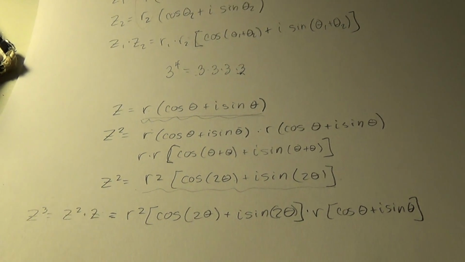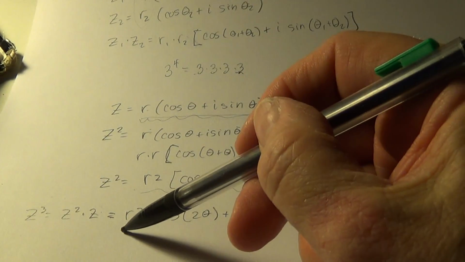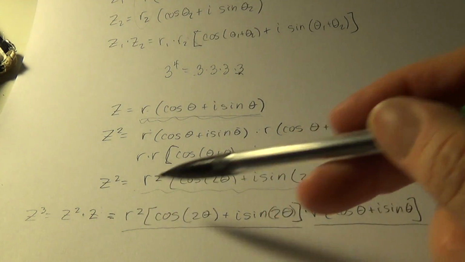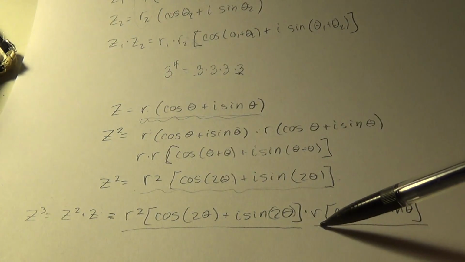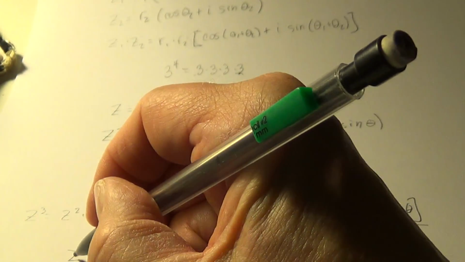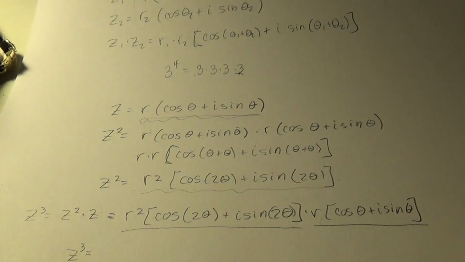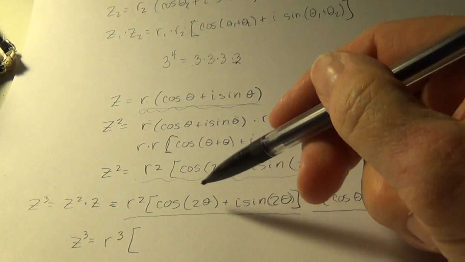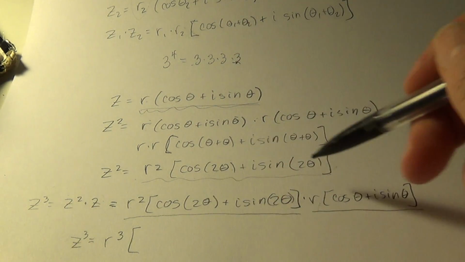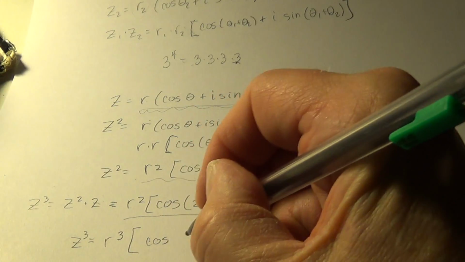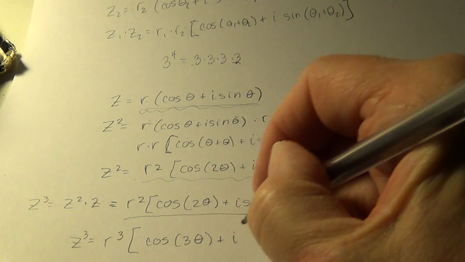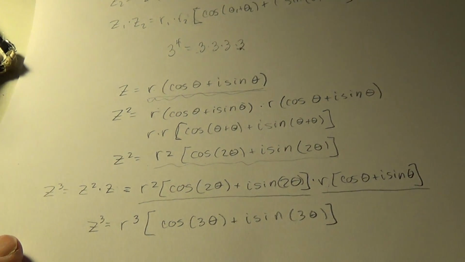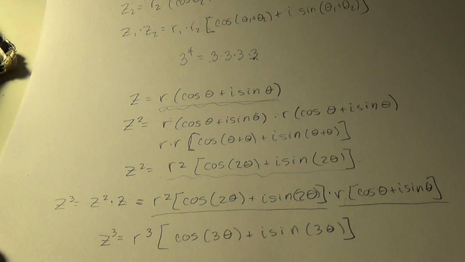So using rules of multiplication, how do I multiply this complex number times this complex number? Well, I multiply the magnitudes, so I have an r squared times an r. Again, we're trying to cube the original z. So we're going to get r cubed, and we're going to add the angles. So 2 theta plus theta will give me 3 theta. And same for the i sine part. So I think the pattern is pretty clear now.